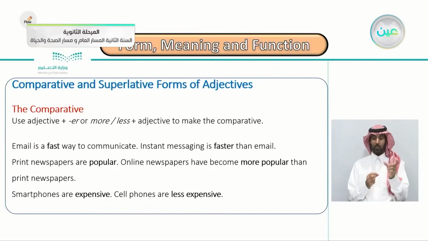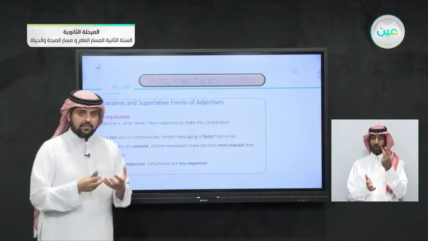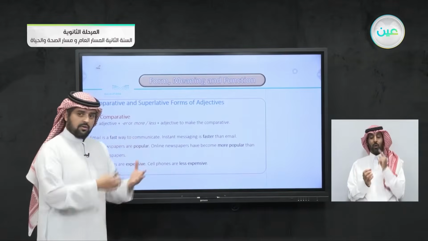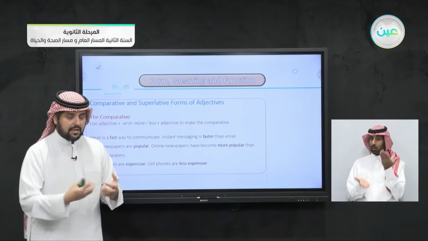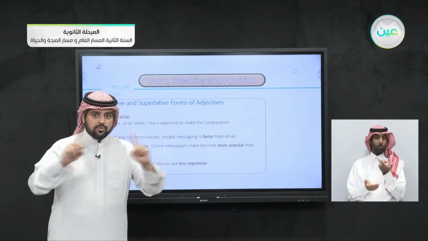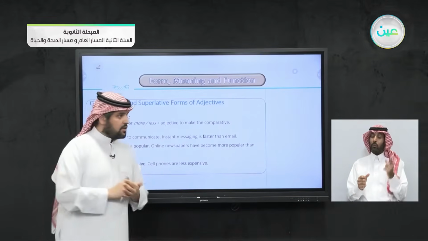The first part of this lesson is comparative and superlative forms of adjectives. First, let's take the comparative. Let's read together. We use adjective plus er or more or less plus adjective to make the comparative. Again, we take the adjective and we add er, or we add more or less with the adjective to make the comparative. Compare between two things. Comparative is between two things.